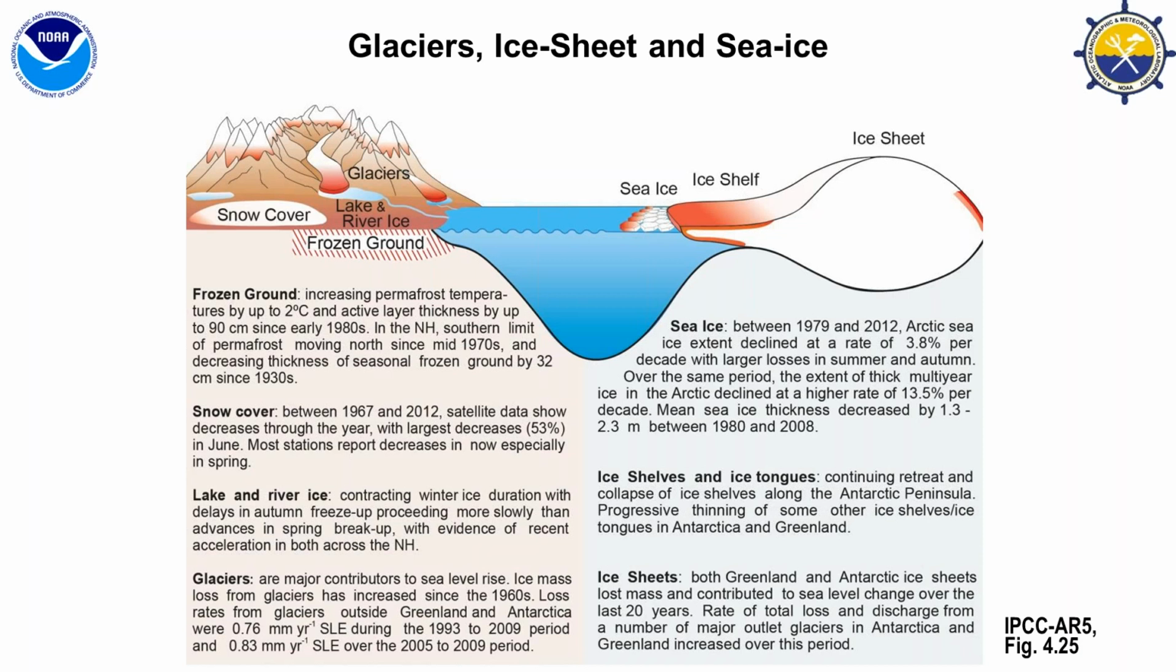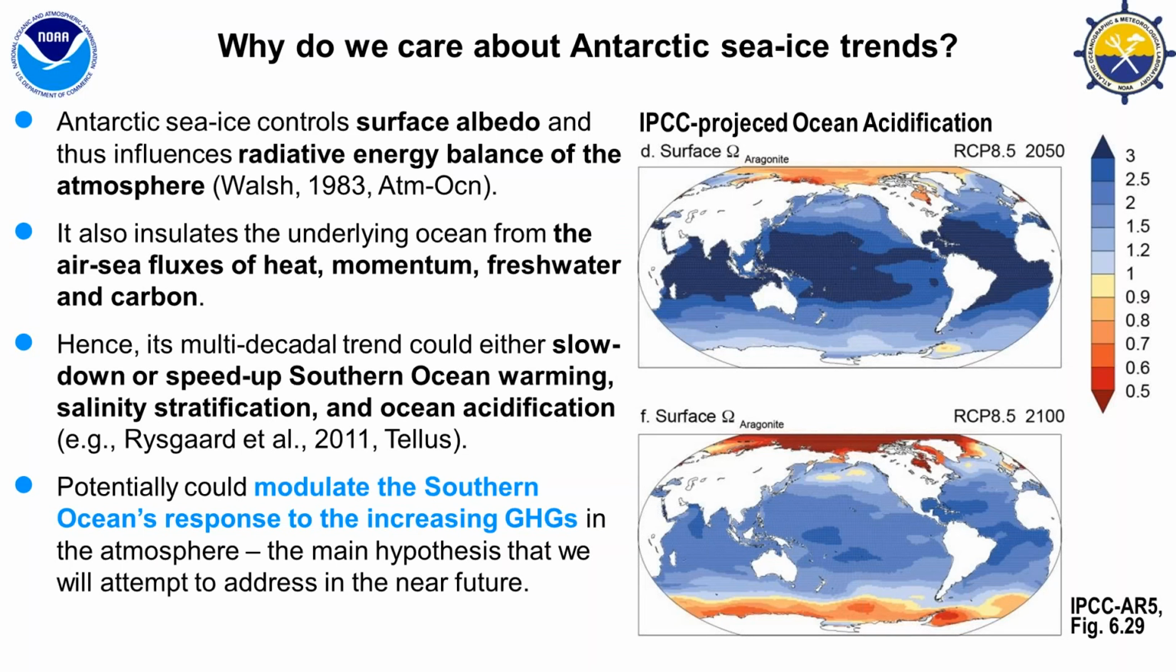Sea ice doesn't really contribute at all to sea level rise. So why do we care about Antarctic sea ice anyway? Antarctic sea ice is very important because it controls the surface albedo. If there is sea ice, then the incoming shortwave radiation will be mostly reflected back to space, so it has a big impact on the radiative energy balance of the atmosphere.